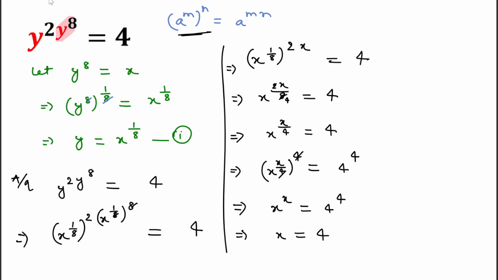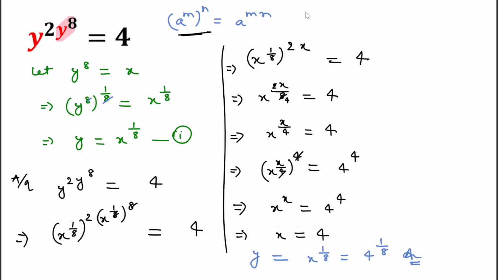Now if we put the value of x in the first equation, then we get y equal to x to the power 1 over 8, that is 4 to the power 1 over 8. So we get y equal to this, which is the required answer. And we can also prove this by putting this y value in the question.